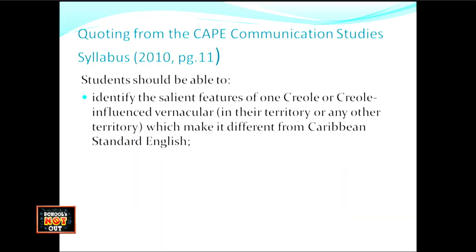And quoting from the CAPE Communication Studies Syllabus 2010, page 11, students should be able to identify the salient features of one Creole or Creole-influenced vernacular in their territory or any other territory which make it different from Caribbean Standard English. So students, I know that sometimes when persons ask us, what is the language spoken in Jamaica?